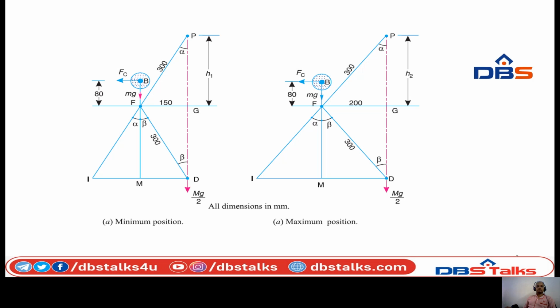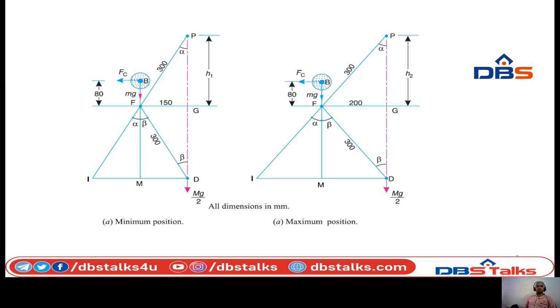That means two diagrams we need to draw. First one is minimum position and the second one is maximum position. How to vary that? Everything in the diagram is the same, the only difference is the radius of rotation. In the first diagram r1 is 150 mm, but in the second diagram r2 is 200 mm. That is the only difference. All the remaining concepts are the same.